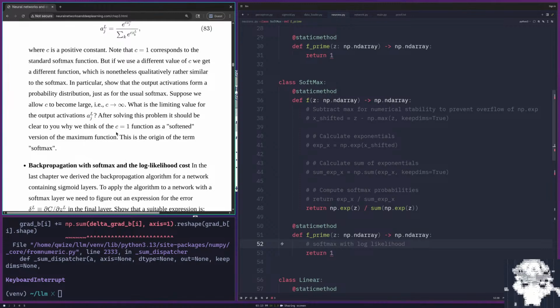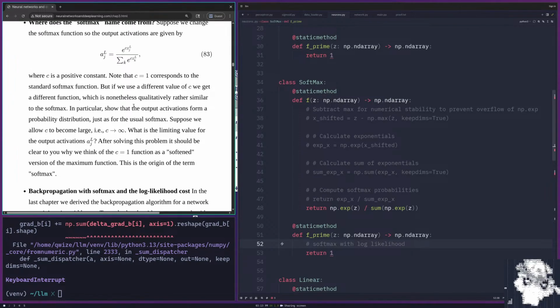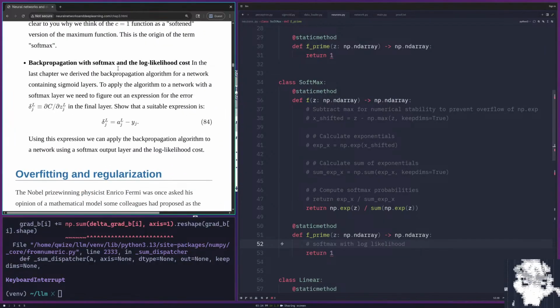So as c goes to infinity, I'm guessing this will turn into a max, where whichever the largest contributor is going to be equal to 1, and all the others will be equal to 0. And that's good enough for me. I don't need a rigorous proof, I just want intuition.